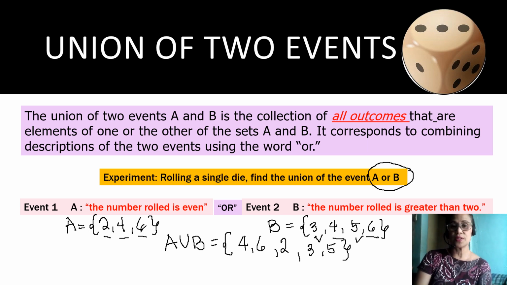I hope you're able to understand union and intersection in different ways: in sets, in Venn diagrams, and now in events.